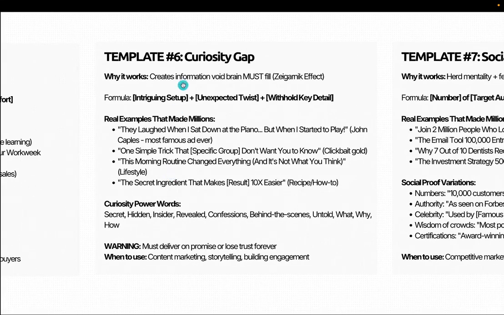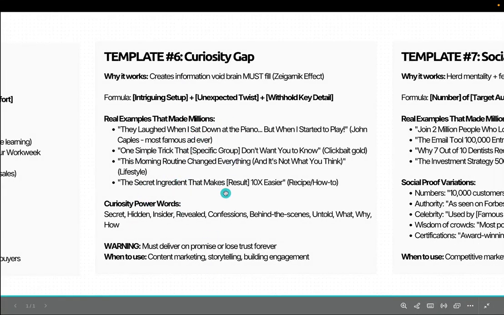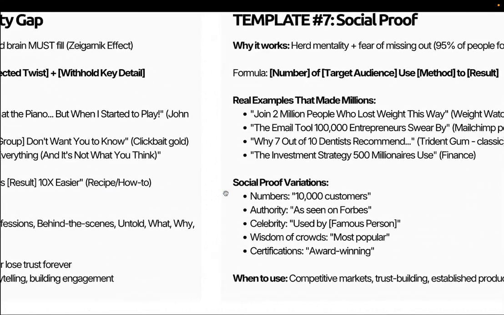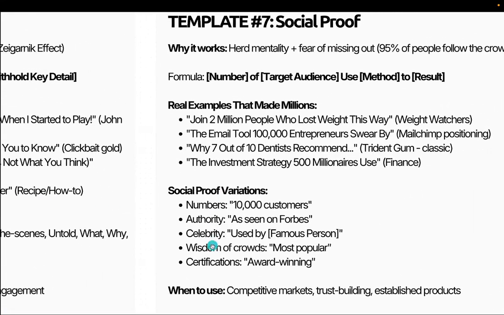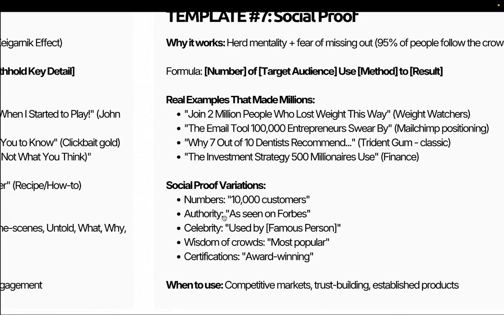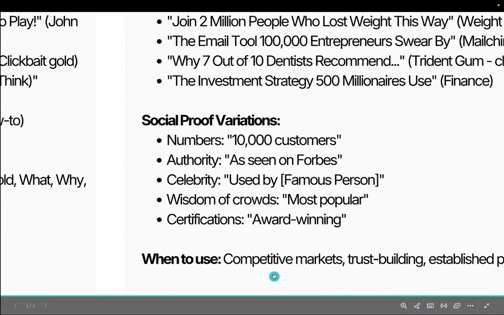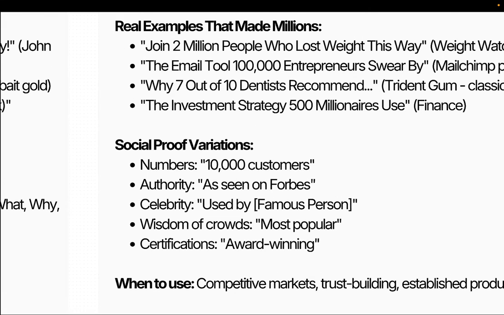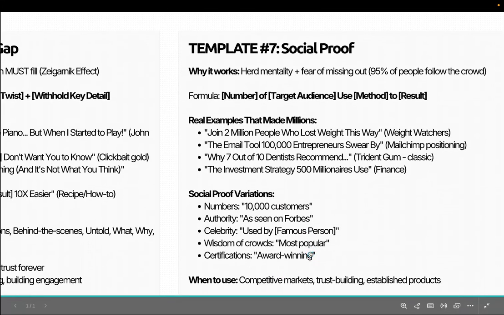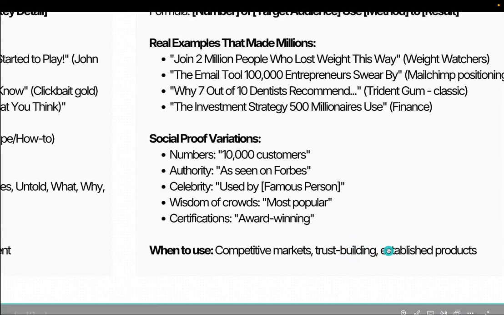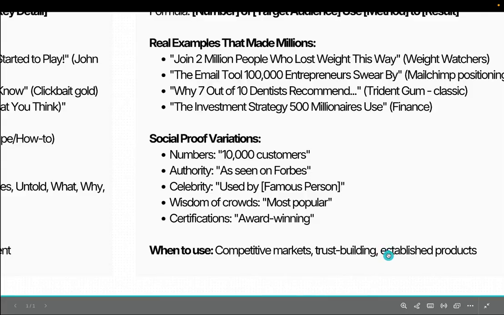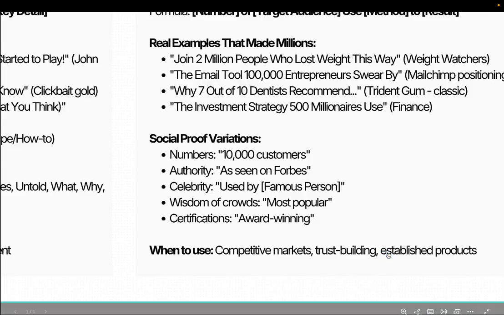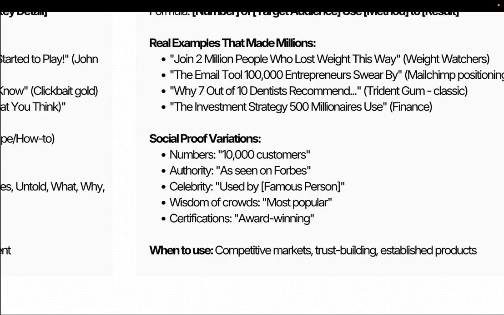So there are some examples that you can check out later. And then social proof. Now, you usually use the social proof headline when you have competitive markets. So let's say you have a business and the business space is very saturated. You have a lot of competitors, right? You can use the social proof headline formula to make it work. Now you can also use it for trust building, and you can even use this for established products.